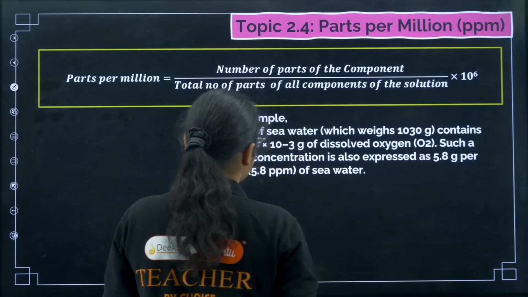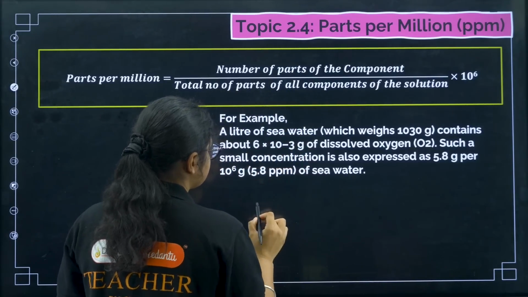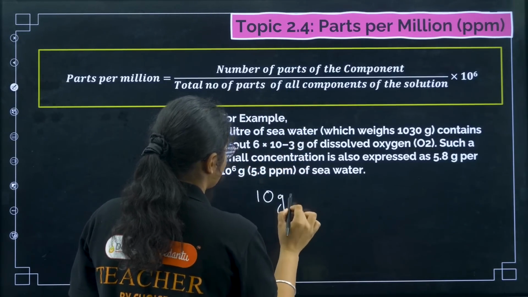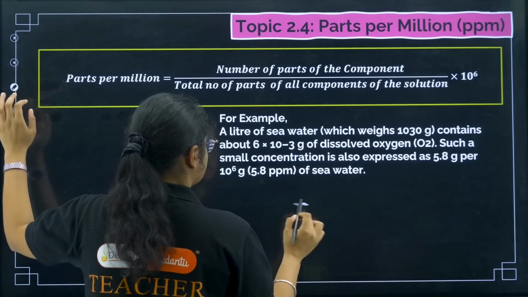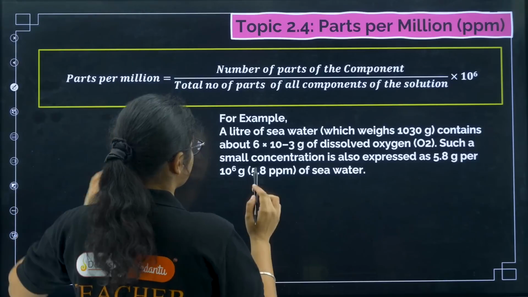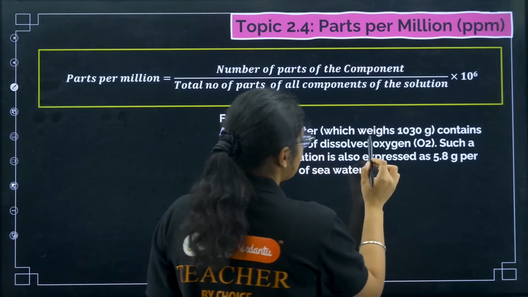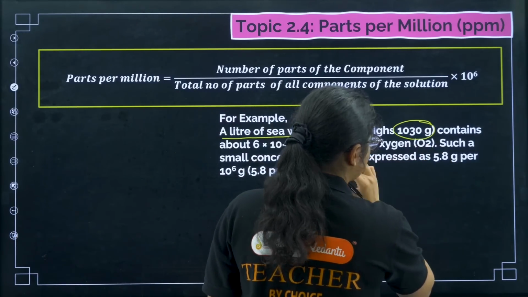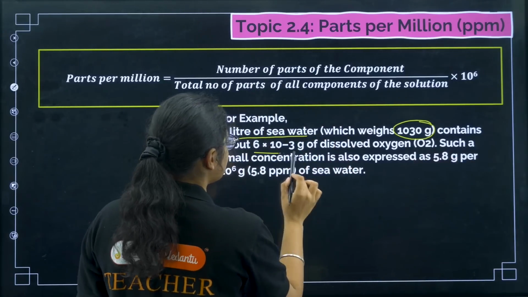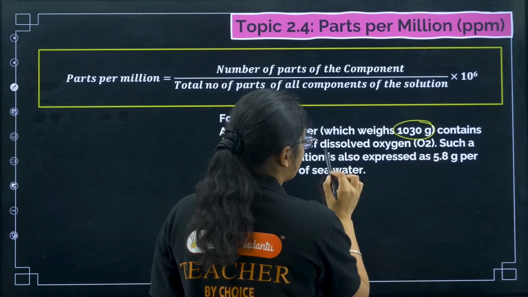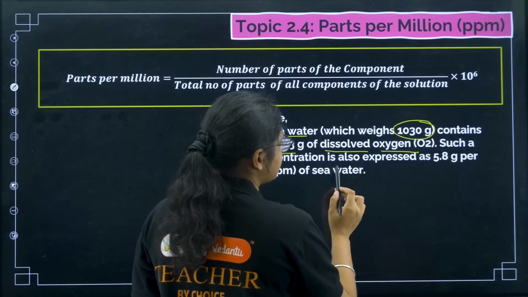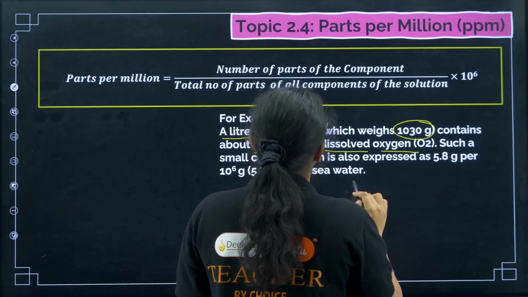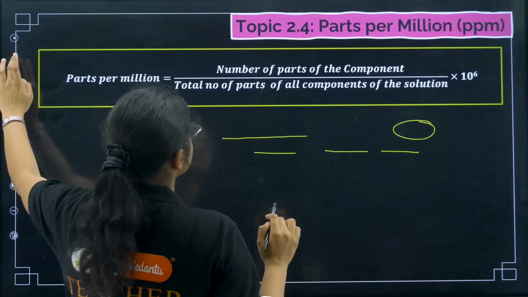Okay, suppose I write, I'll give you a simple example. A liter of sea water which weighs 1030 gram contains about 6 into 10 to the power of minus 3 gram of the dissolved oxygen. Okay, such a small concentration is also possible.